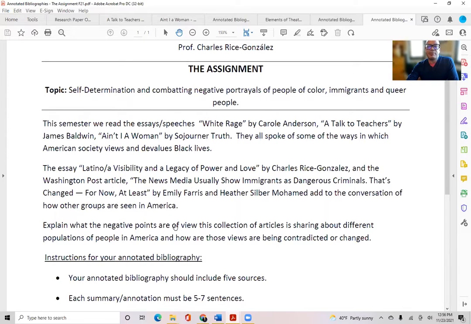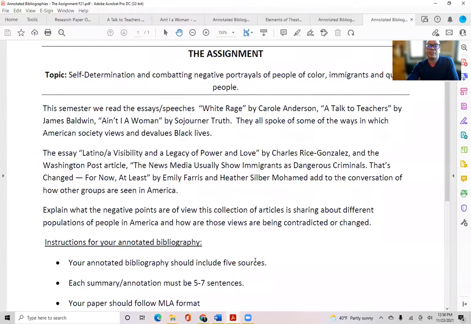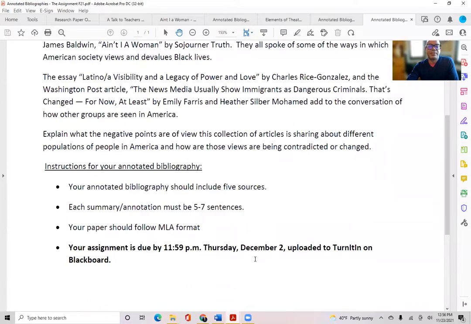Explain what the negative points of view are. Sorry, that's messed up. Explain what the negative points of view are of this collection of articles that is sharing about different populations in America and how those views are being contradicted or changed. Let me fix that for you.